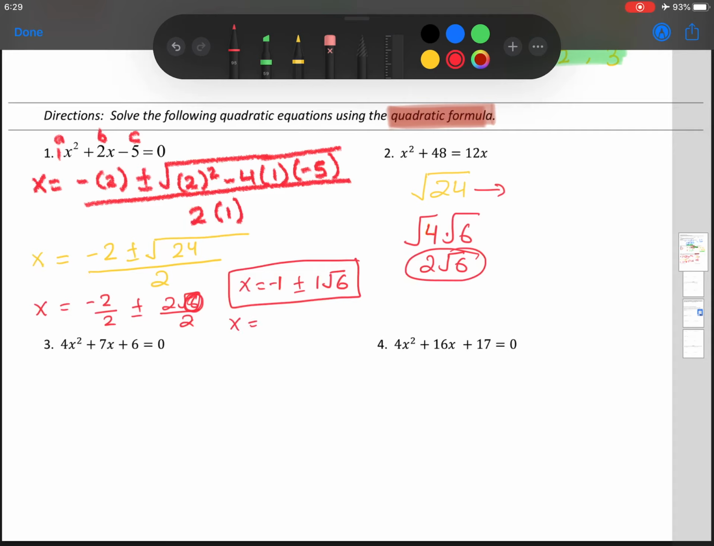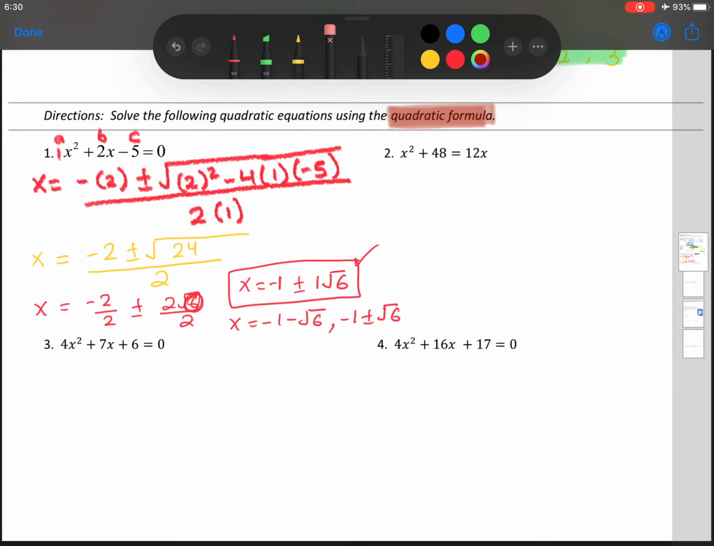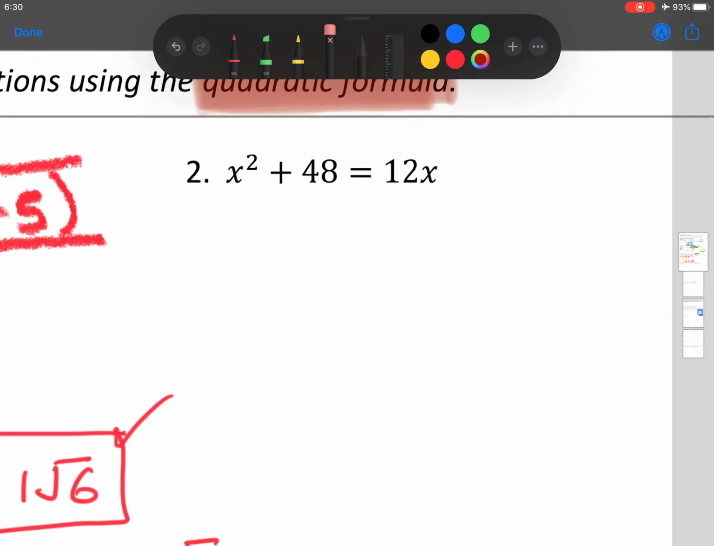You can choose to write it like this, if you want to separate it. I don't see the need for writing it, but those are your 2 answers or 2 solutions. Okay, I'm okay with you writing it like this. So I'm going to do number 2. Again, if you look at number 2, I'm going to zoom in.